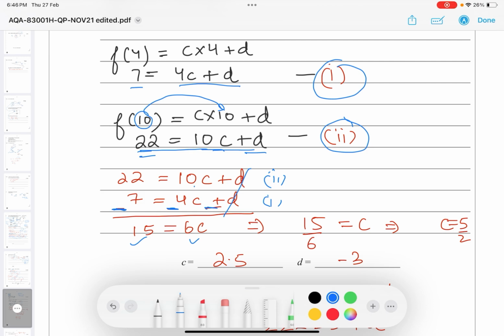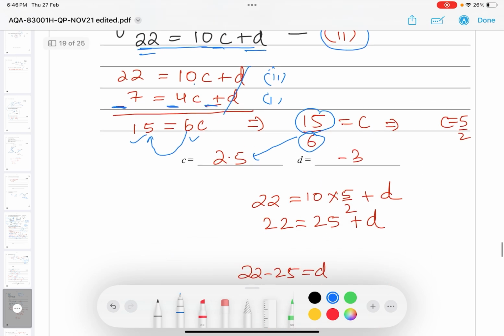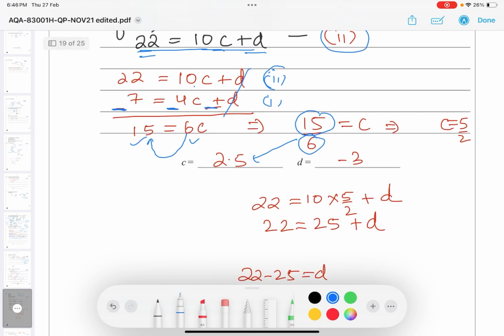Now if we take this 6 over to the other side, we will get the value of C. That would be 15 divided by 6, and that would be 2.5. Substituting this value into any equation you want, second or first, we will get 22 equals 10 times C. We know the value of C now, 5 by 2 or 2.5.